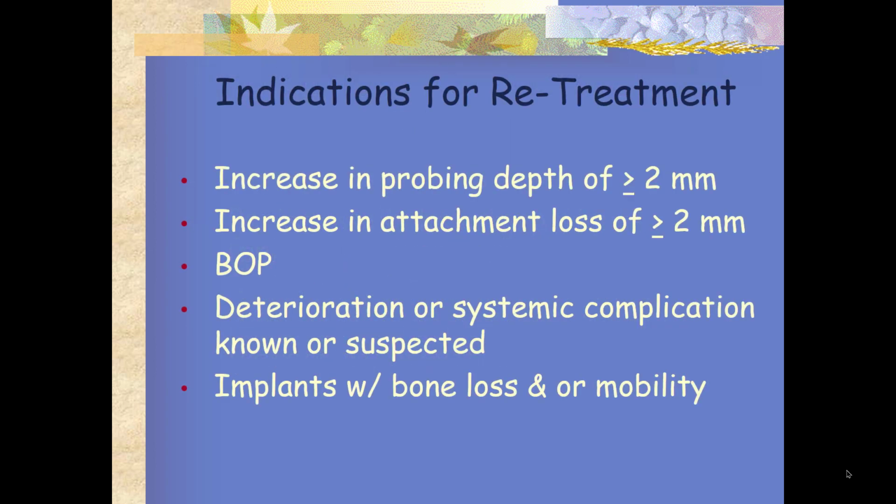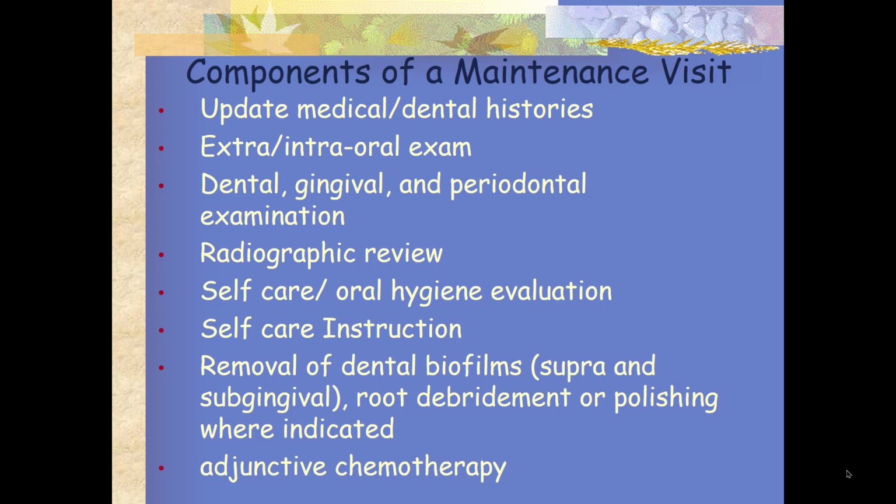So, indications for retreatment: how do you know when you're no longer really maintaining? Some guidelines on that are when the patient has increased probe depths of 2 millimeters or more, increased attachment loss of 2 millimeters, bleeding on probing, deterioration or systemic complications known or suspected, and implants with bone loss or mobility or bleeding. And that's when you need to change gears, basically.